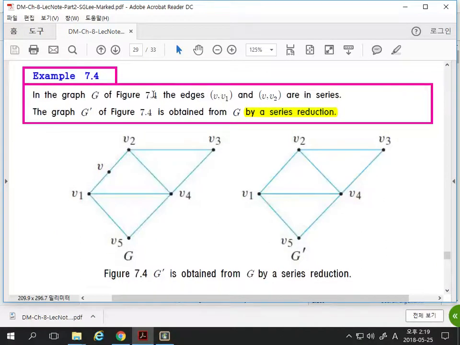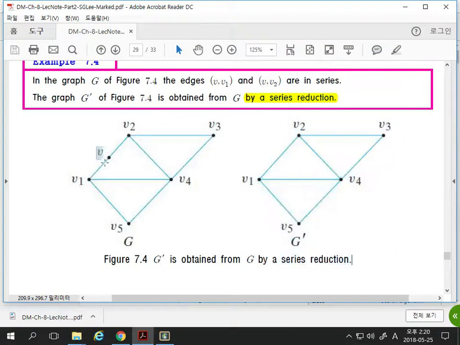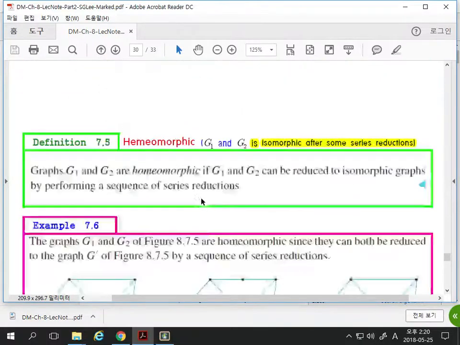Okay. With this series reduction, we can do this. In graph G of figure 7.4, the edges V1 V and V V2 are in series. This was there, but in graph G prime, if we delete this vertex V, then we can have another graph like this. Then we say this graph G prime is obtained from graph G by series reduction because we deleted this part. Okay. Series reduction. Why is this important?